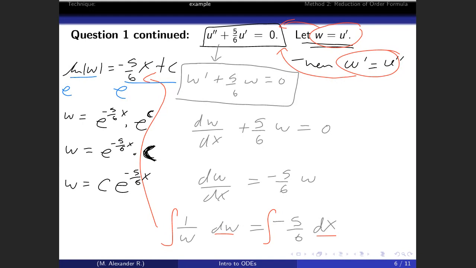Right. So that's our formula for w. But were we looking for the w function? No. Initially, we were looking for the y2 function. So let me remind you. Initially, we were looking for the y2 function. So that was the original question.